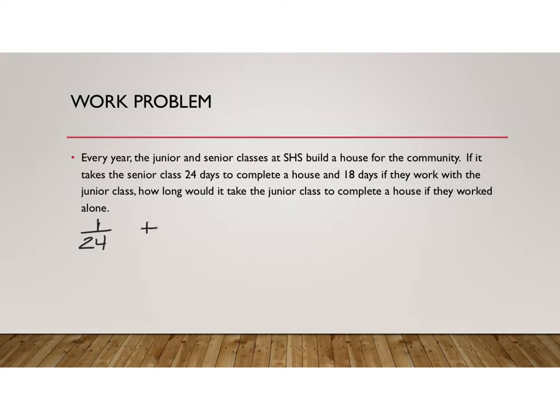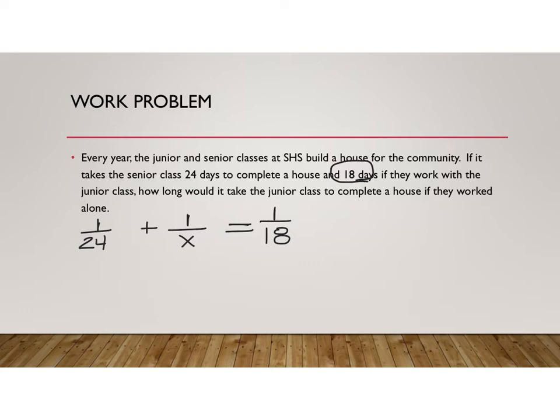We want to know how long it would take the junior class to complete a house if they worked together. So we don't know that. We're going to let that be x. So the juniors could do 1 out of x each day, 1/x of a house. Putting these together, if they work together, it takes them 18 days to do it, which would be 1/18 of a house done in one day.